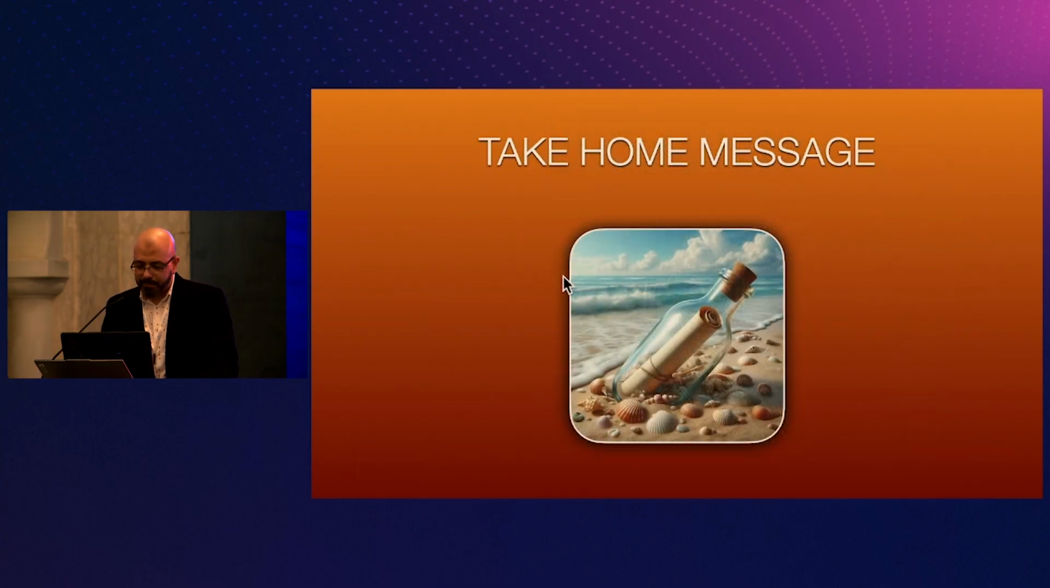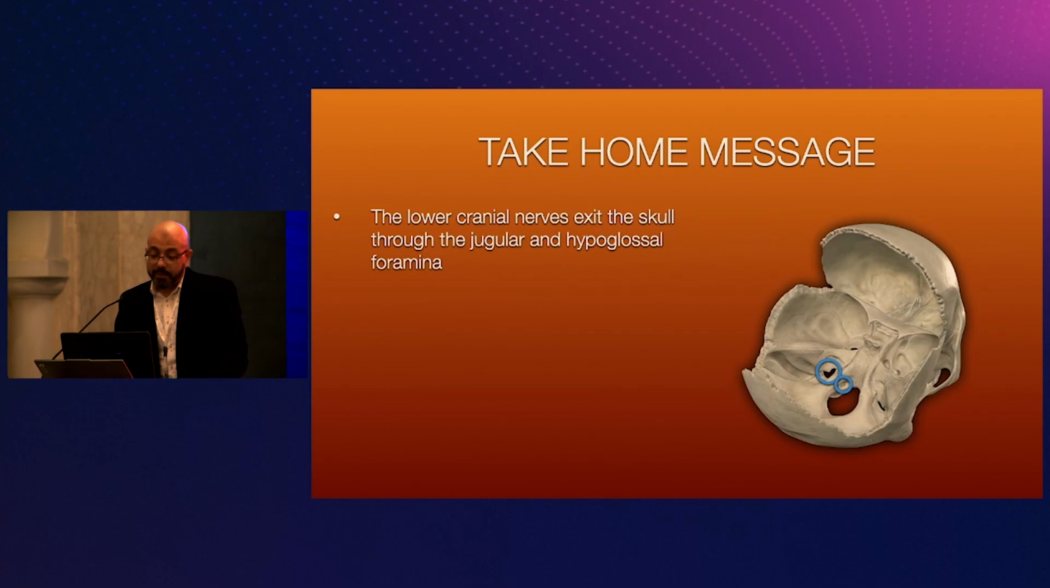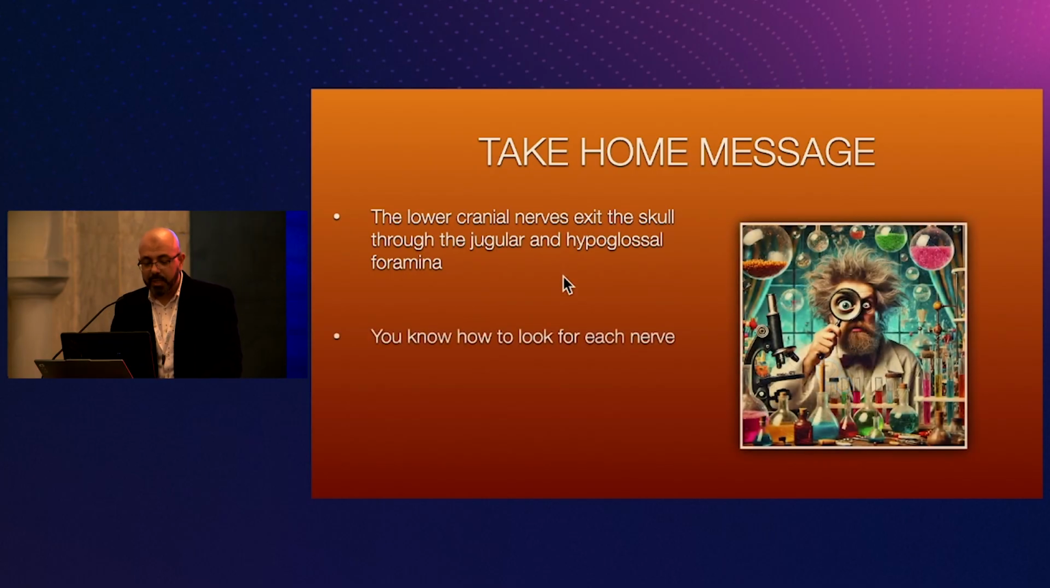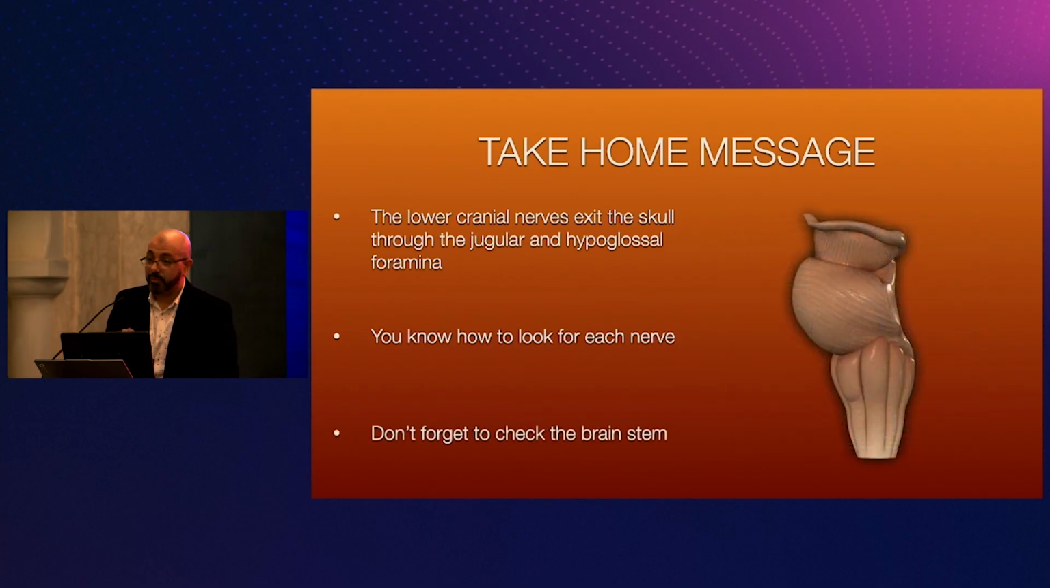So take-home message, the lower cranial nerves exit the skull through the jugular and hypoglossal foramina. You know how to look for each nerve now, and don't forget to check the brainstem. The pathology may be there rather than the nerve itself.